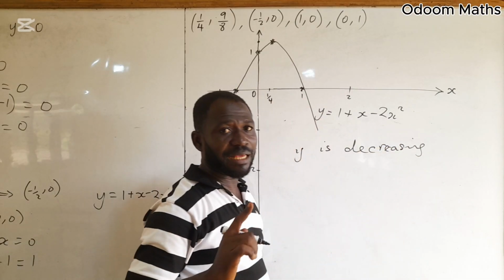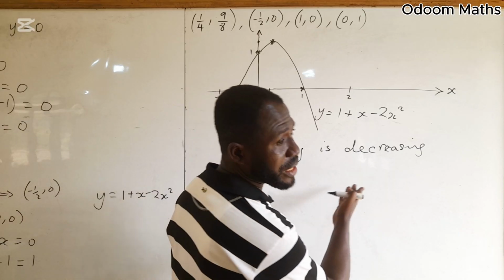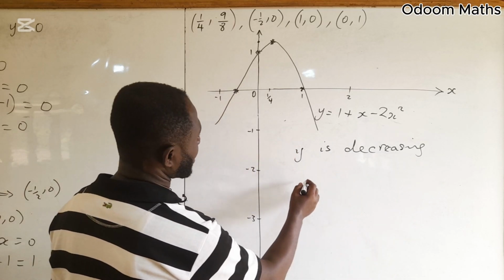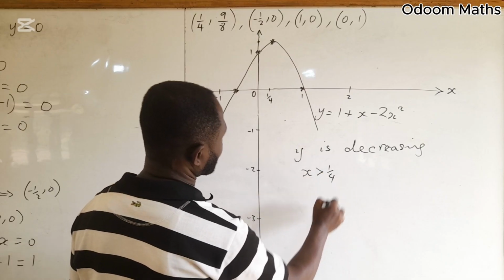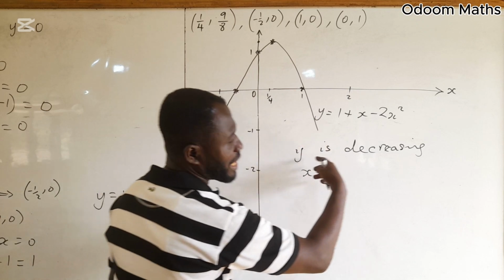We did this earlier on the channel, so you can go and make reference to that. Now y is decreasing at x greater than 1 over 4. So these x values going here are all greater than 1 over 4. So that is where y is decreasing.